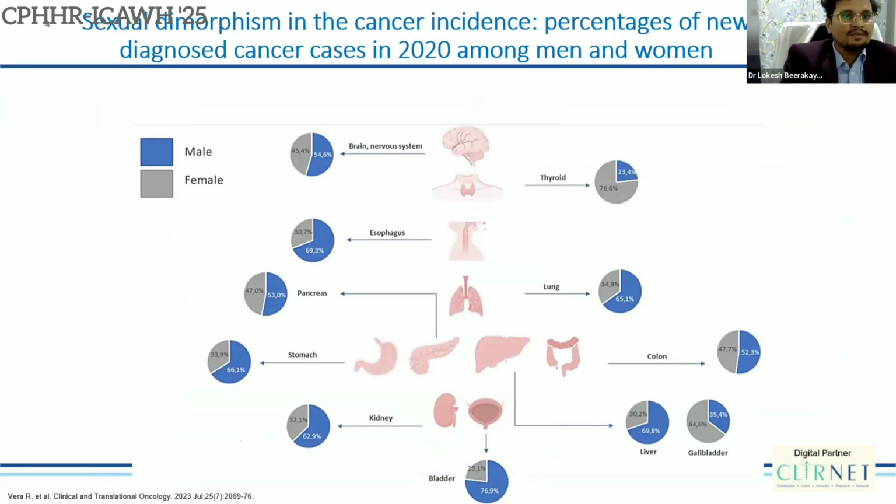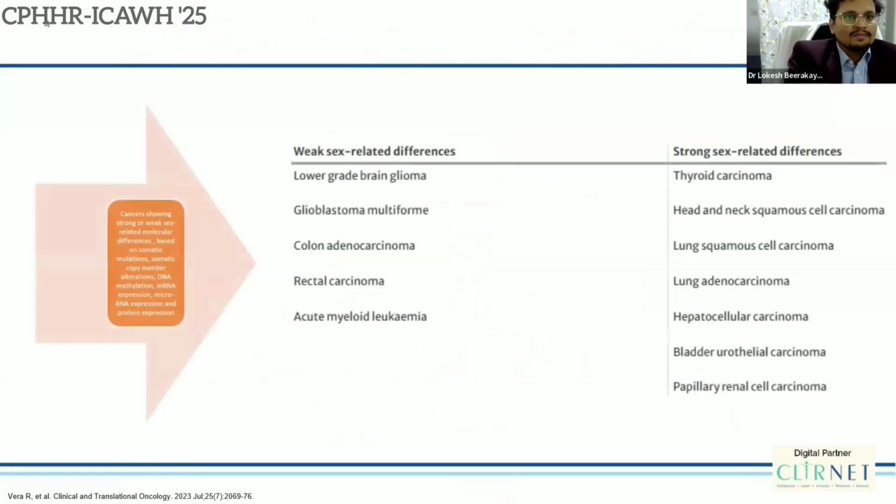You can see from the chart, gallbladder cancer, almost 64.6% are in women, and around 76.6% of the total thyroid cancers are seen in women. So these are women leading. Other cancers like colon cancers and stomach cancers, women and men have equal incidence. So these are various sex-related differences.